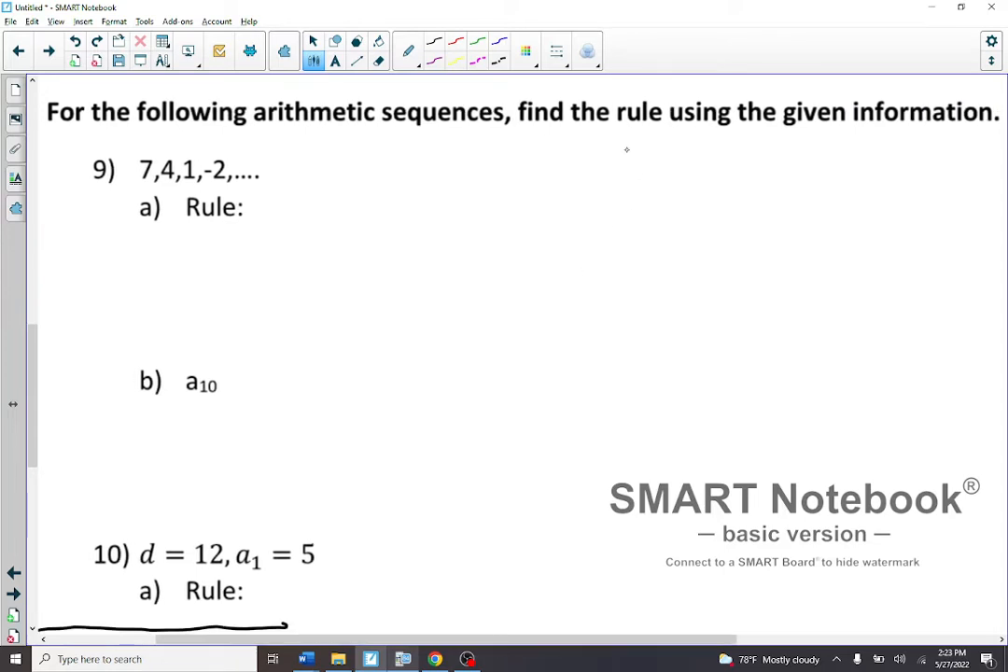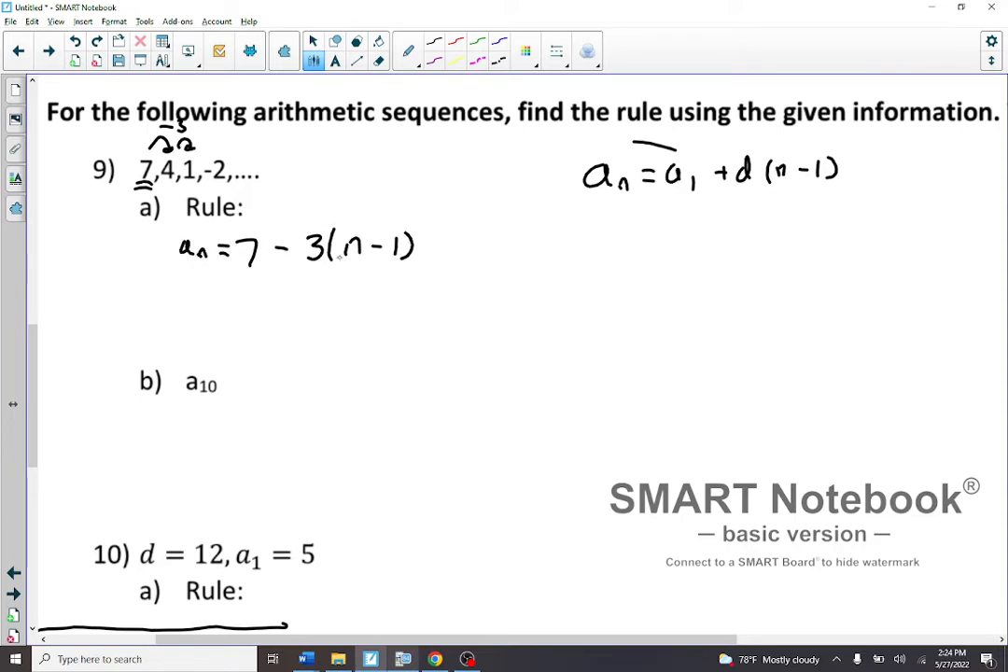Now, use the rule. Now, the rule is an equation. I will give you this equation: AN equals A1 plus D times n minus 1. So when we're going to make the equation, we're going to fill it out. So A1 is your first term. So your first term here is 7. So 7 plus D is your pattern. So what's happening each time? Each time I'm minusing 3. So it's going to be not plus 3. Okay, so negative 3. So minus 3 times n minus 1 equals AN.